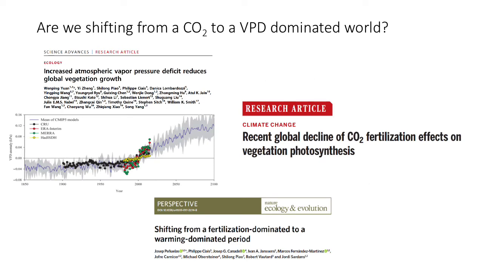So the ultimate question people have been asking is, are we shifting from a CO2 to a VPD-dominated world? A number of papers have come out suggesting that we are, due to increasing VPD impacts on growth and on photosynthesis. At a minimum, this is a very valuable, intriguing, and important hypothesis. And it's supported by multiple levels of data from leaf to global scales. However, it's a major question if we can model this and what the major net impacts will be.